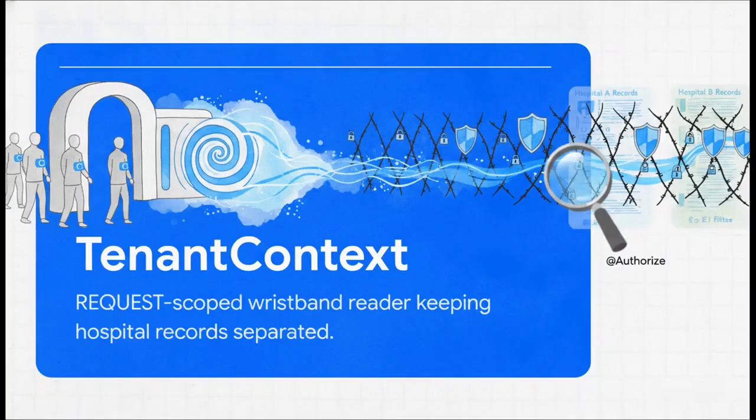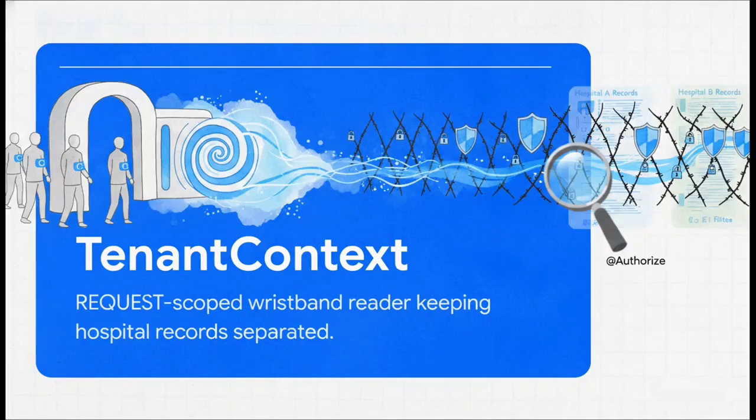As the Citadel inevitably grows into a massive multi-hospital franchise, we face our absolute biggest security challenge, multi-tenancy. We have one massive shared backend, but Hospital A's patients must never, ever see Hospital B's records. A leak here is catastrophic. We solve this with defense in depth. Every patient gets a tenant ID stamped right on their entities. Think of it like a highly secure wristband. When they enter the system, a request-scoped tenant context reads that wristband.